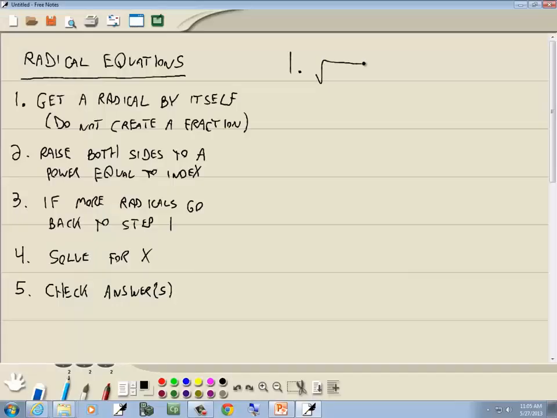Square root of x minus 2 is equal to 4. Now step 1 is to get a radical by itself. Well, we got the square root here. It's by itself. There's no numbers in front of it, no numbers after it, so it's just a square root. Step 2, raise both sides to a power equal to the index. Remember, the index is the number that's in this little slot right here, and if there isn't one here, as in this case, then it's by default 2. So we're going to square both sides.